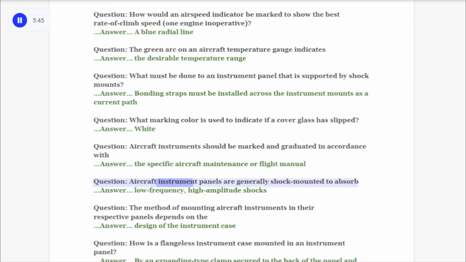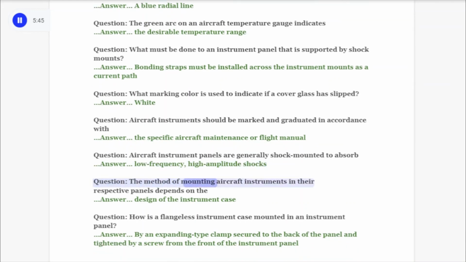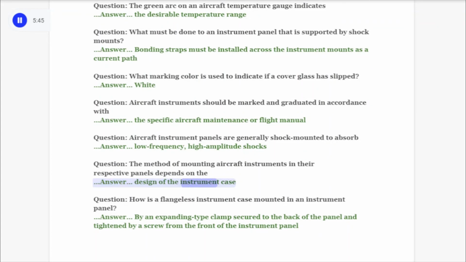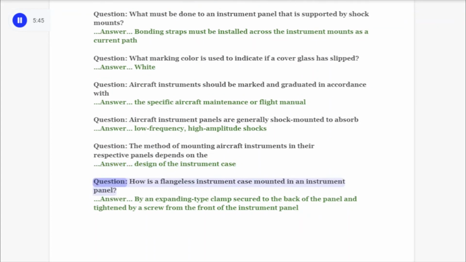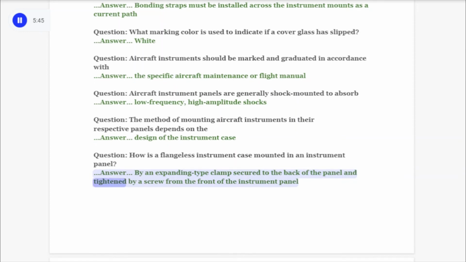Question: aircraft instrument panels are generally shock mounted to absorb. Answer: low frequency, high amplitude shocks. Question: the method of mounting aircraft instruments in their respective panels depends on the. Answer: design of the instrument case. Question: how is a flangeless instrument case mounted in an instrument panel? Answer: by an expanding type clamp secured to the back of the panel and tightened by a screw from the front of the instrument panel.